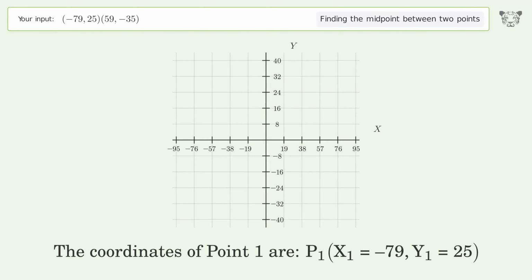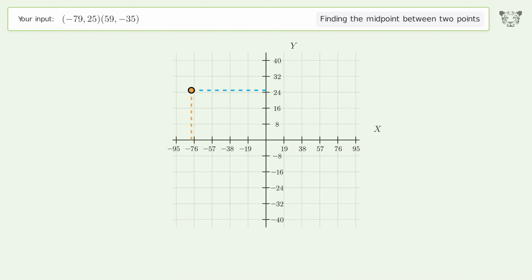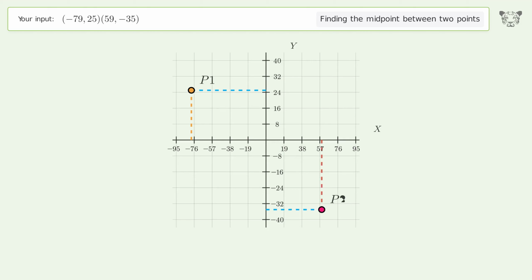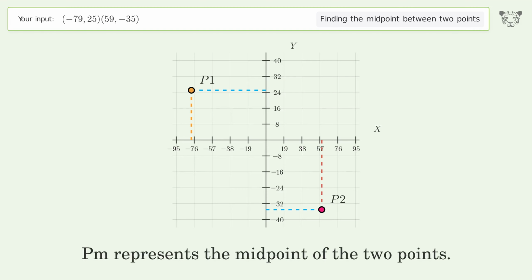The coordinates of point 1 are x1 equals -79, y1 equals 25. The coordinates of point 2 are x2 equals 59, y2 equals -35. PM represents the midpoint of the 2 points.